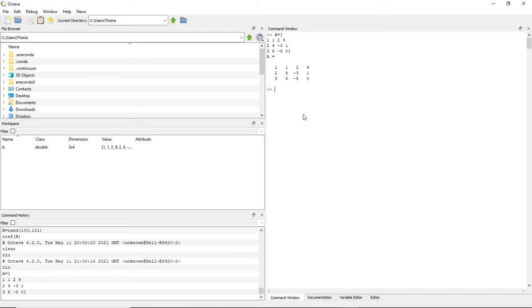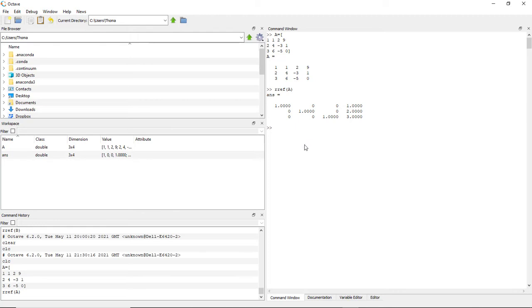Okay, now wouldn't it be nice if we could just get to the row-reduced echelon form of this matrix with a single command? Well, it turns out we can. And the command is rref, and you press enter, and bang, there it is. We get ones down the diagonal, this one, and this one. Zeros everywhere else, and the right-hand side is 1, 2, 3.